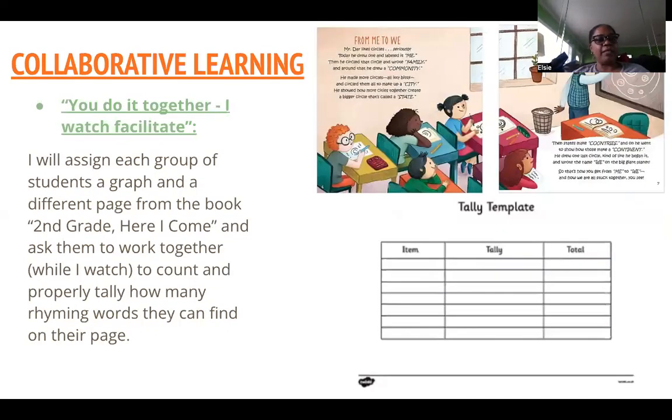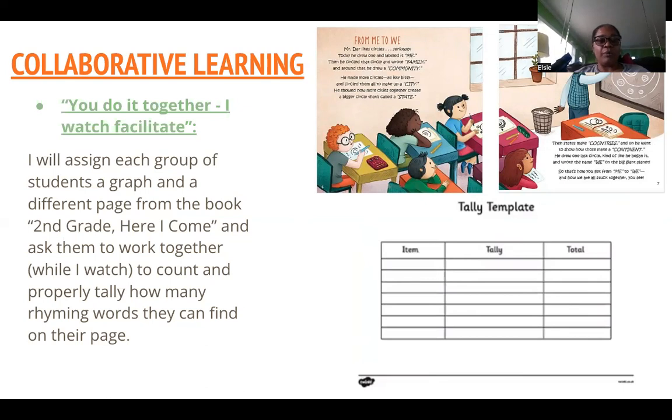Okay, the next one, you're gonna do it together. And what I'll do is I will watch and see if you're doing it. I'm gonna assign each group of you a graph and a different page from the book. And you're gonna work together while I watch and see if you're doing it well. I hope you remember the last 2 that we did, the one where I showed you and the other one where we did it together.